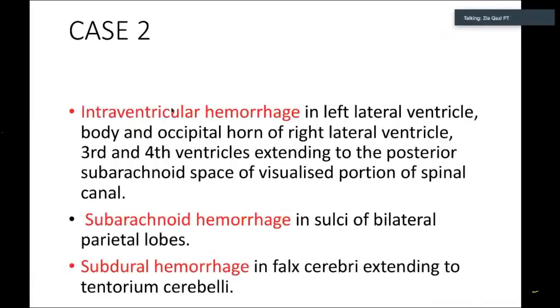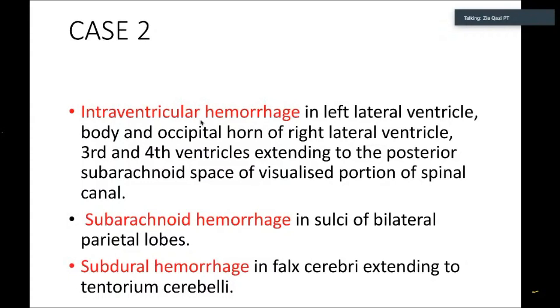Okay, yeah, so the first thing, yes, there is subarachnoid hemorrhage in the sulci of bilateral parietal lobes, one right thing. Subdural hemorrhage in the falx cerebri. Okay, falx cerebri is the region where both the hemispheres are differentiating into the two halves anteriorly at the frontal lobes. Okay, so there is second thing, right? There is subarachnoid hemorrhage, subdural hemorrhage in the falx cerebri, extending to tentorium cerebri, that is the region below the hemisphere that you can read about.